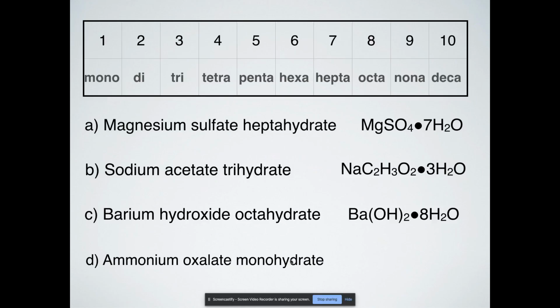This last one's probably the hardest one. Ammonium and oxalate are both polyatomic ions. Ammonium is NH4+. Oxalate we never really see. It's C2O4 2-. So again, I'm going to be moving a 2 from here to here. Monohydrate means 1. And so I would end up with something that looks like this: (NH4)2 C2O4 times H2O. And notice, just like in mono, like carbon monoxide or something, it's understood to be 1. You don't have to put a 1 down.